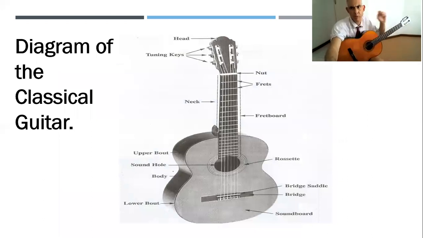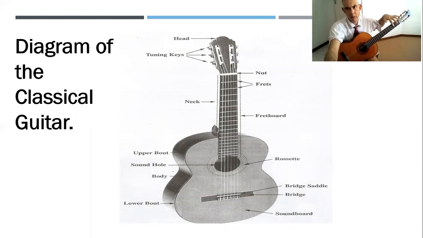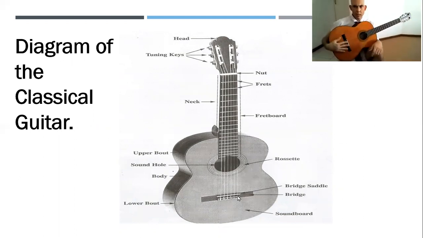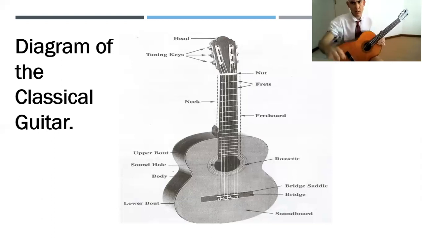This is a diagram of the guitar's head. Tuning pegs, nut, frets, neck, fretboard, rosette, upper bout, sound hole, body, bridge, that's the bridge, soundboard, and lower bout.